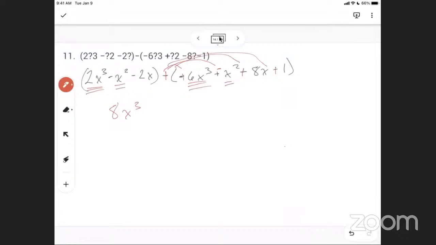They cancel. No, they don't because they're both negative. Oh, negative, I was adding. It's negative 2x squared. Yeah, so make sure you're looking at those signs and you're really careful. What's negative 2x plus 8x? 6x. It would be a positive 6x, good, and then plus 1 is the last term. So there's your simplified expression.